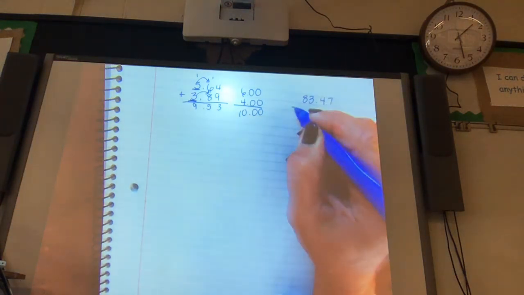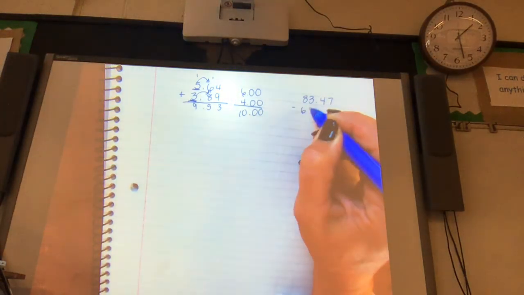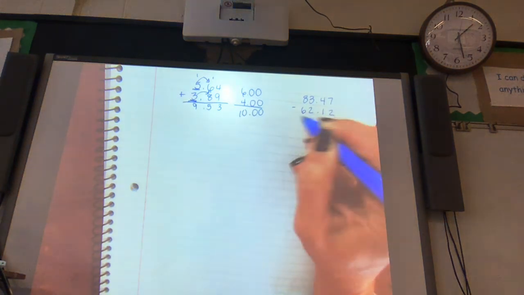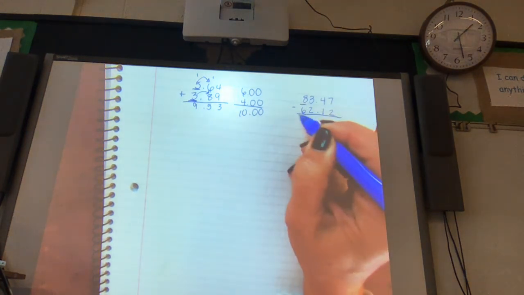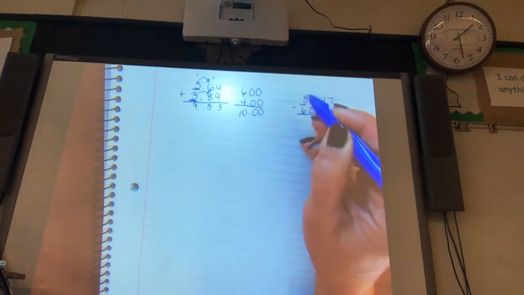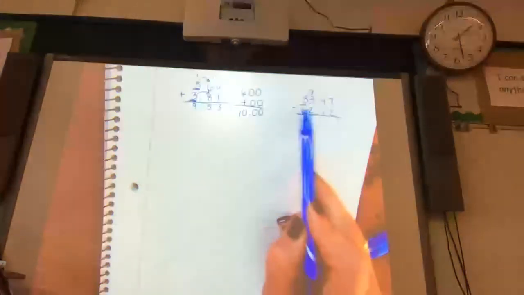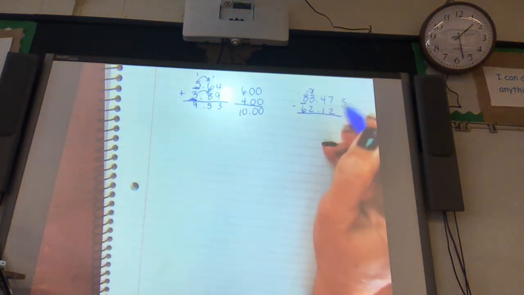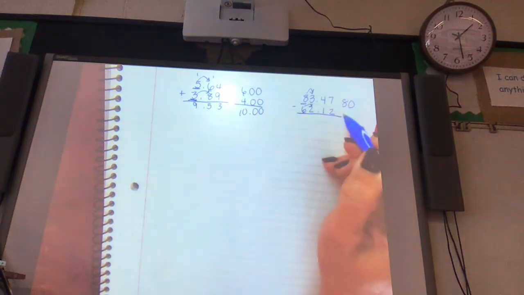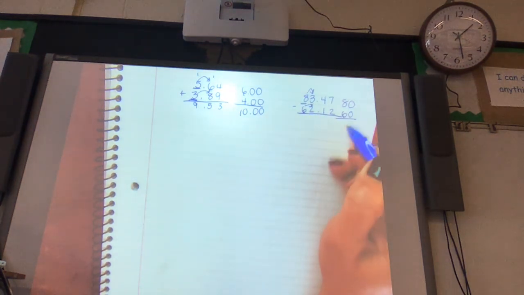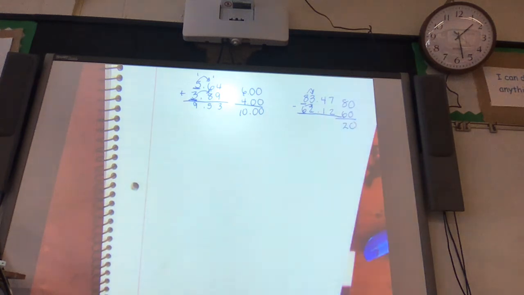If we had 83 and 47 hundredths minus 62 and 12 hundredths, in this kind of problem, the greatest place would be the tens place. So again, knowing our rounding rules, the 3 tells the 8 to stay the same. So 80, and the 2 tells the 6 to stay the same. So 60, and 80 minus 60 is 20. So our estimated answer is 20.